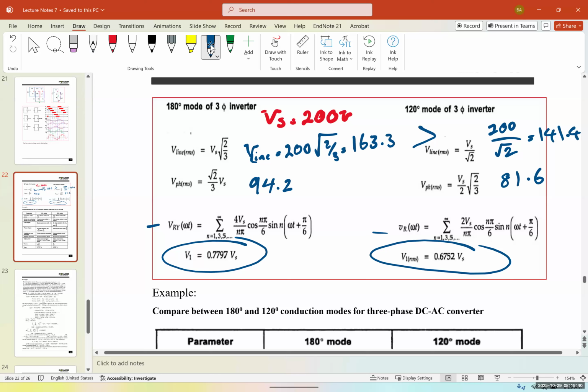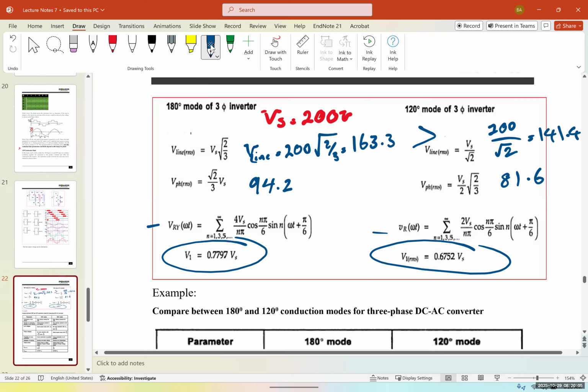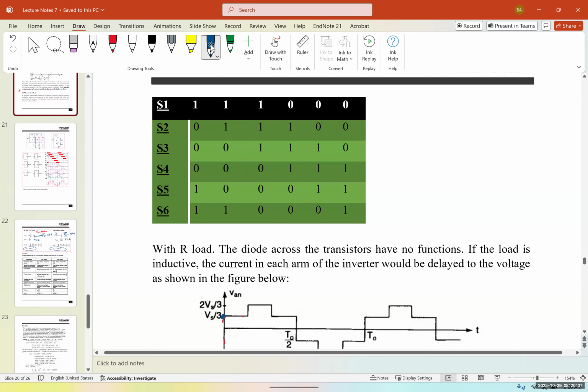So the output voltage for the line, the phase, and the fundamental voltage, which is the closest we can get to the desirable sinusoid voltage, is going to be greater for the 180 degrees than the 120 degrees. So what happens to the rest? It actually weighs up. 180 degree is obviously better, but it's a little bit more complicated than the 120 degrees method.